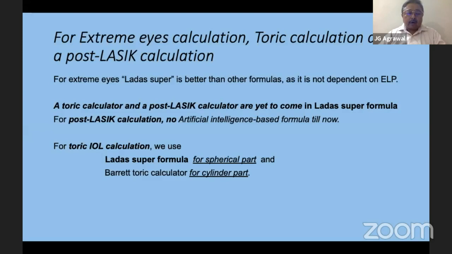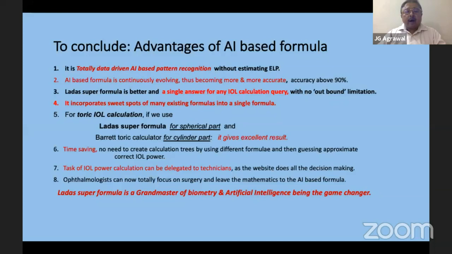To conclude, the advantage of artificial intelligence formulas today is that they are data driven, with pattern recognition, without estimating the effective lens position. Artificial intelligence based formulas are continuously evolving, thus becoming more and more accurate, with more than 90% accuracy. The LADAS Super formula is better, a single answer for any IOL calculation query. There is no outbound limitation, so it has an edge over the Hill RBF formula. It incorporates the sweet spots of many existing formulas in a single formula.